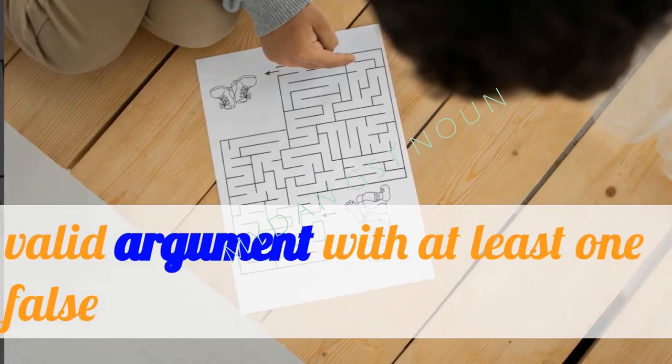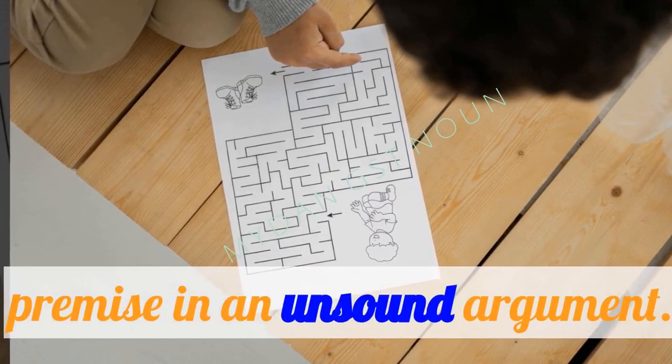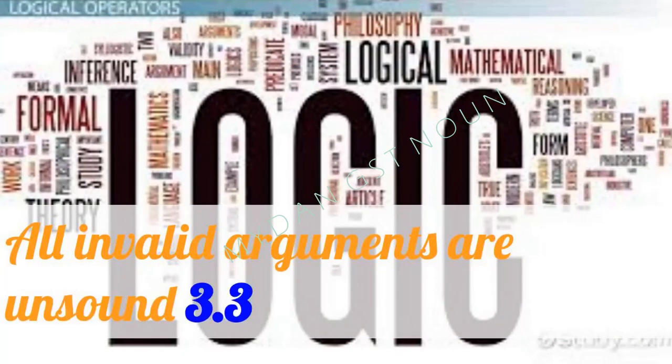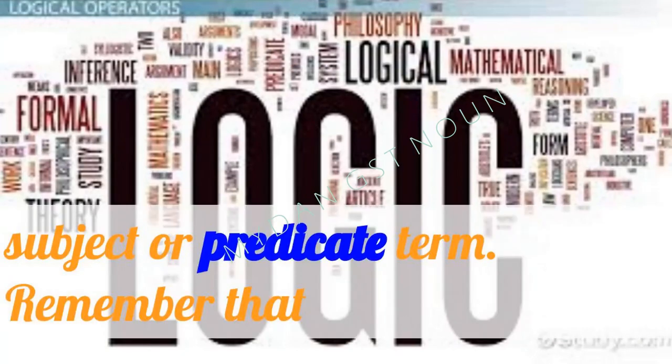Any valid argument with at least one false premise is an unsound argument. All invalid arguments are unsound. 3.3. Subject or predicate term.